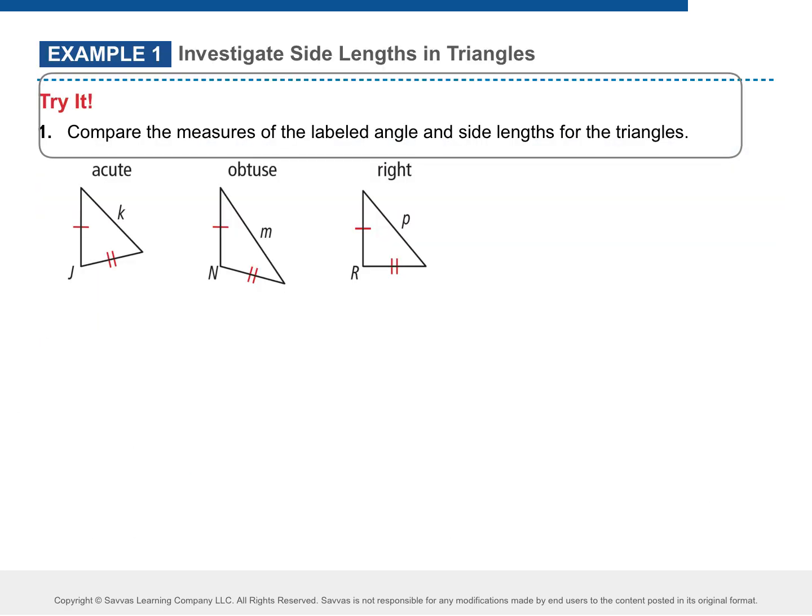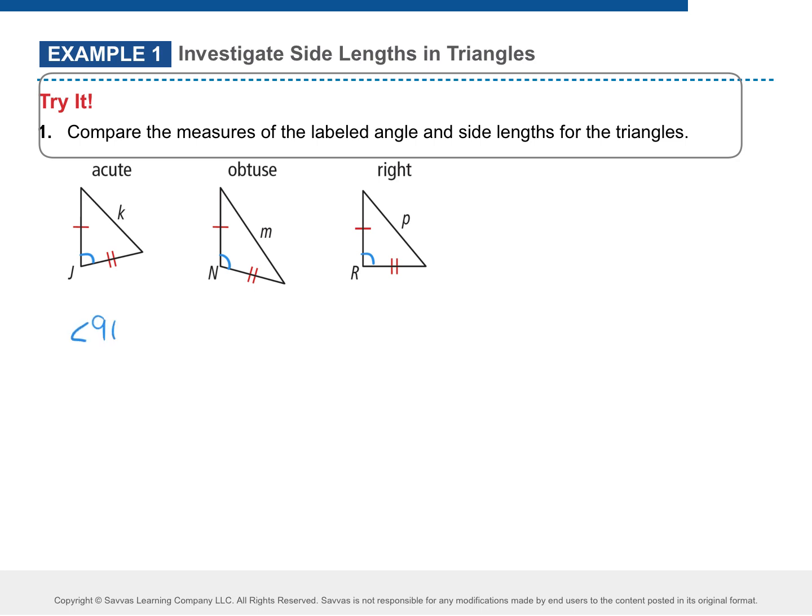I want you to flip to the second page of your notes where it's talking about that acute, obtuse, and right triangle. This is what you should see. These markings here, do you agree both of those markings are on all three triangles? Okay. Would you agree that J, N, and R are corresponding angles? Meaning, are they in the same spot? Yes.